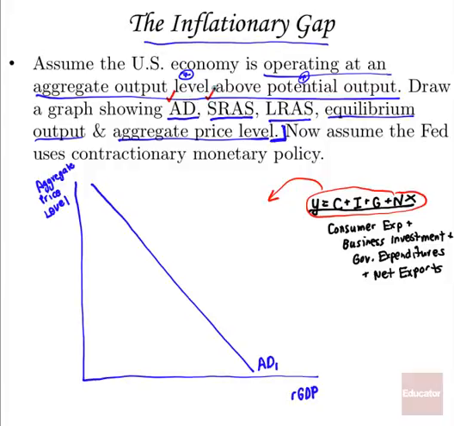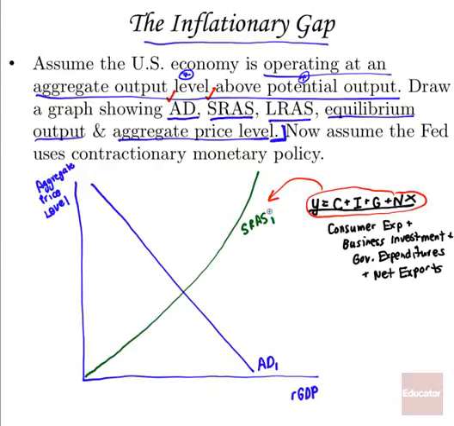Now you have this AD right here. Let's draw the SRAS. The SRAS is going to be the short-run aggregate supply curve, and it's going to be kind of like the supply curve that you see in a basic supply and demand graph. Label this SRAS1.